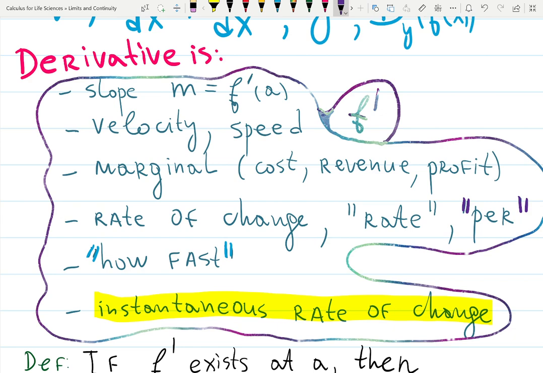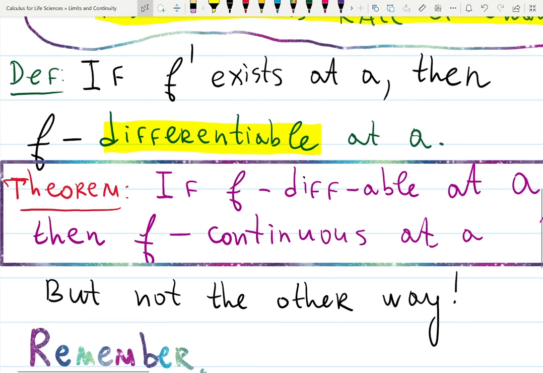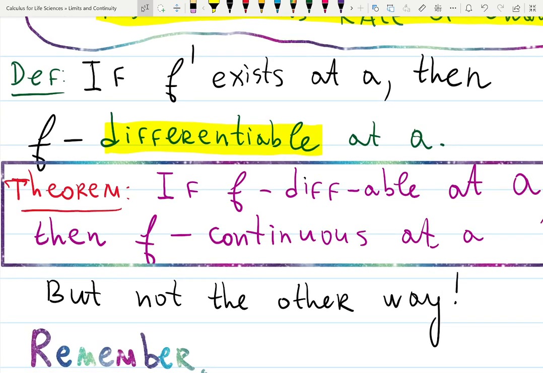If you freak out during the exam, you have exam anxiety, but at least you remember what I told you. Okay, she said slope is derivative. At least you know how to start. You take the derivative. Now, if derivative exists, f prime exists at a, then the function is called differentiable at a. So having a derivative means to be differentiable. Having no derivative means not differentiable.